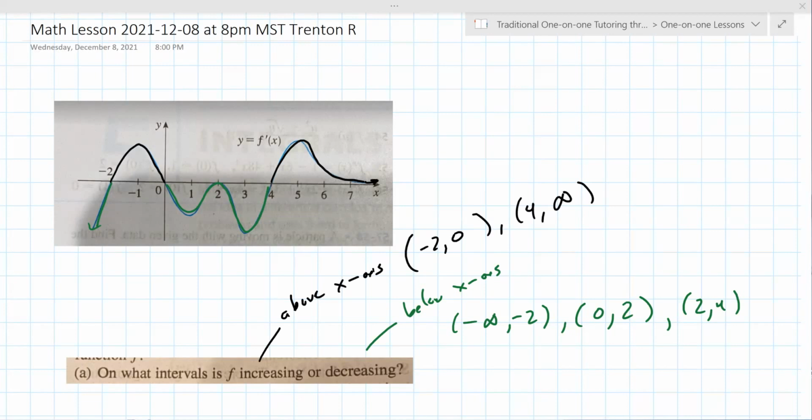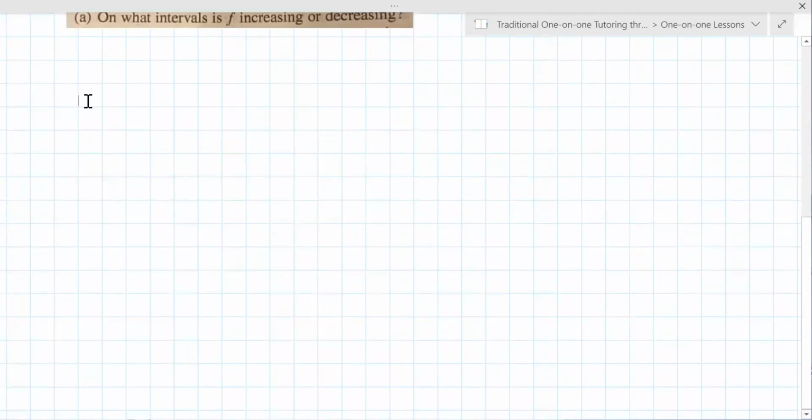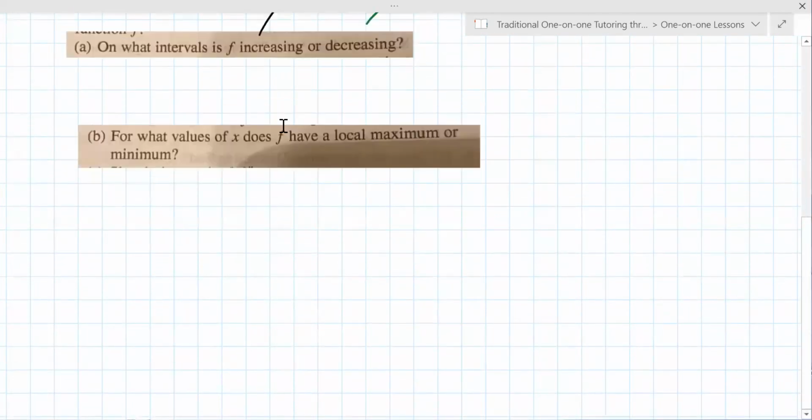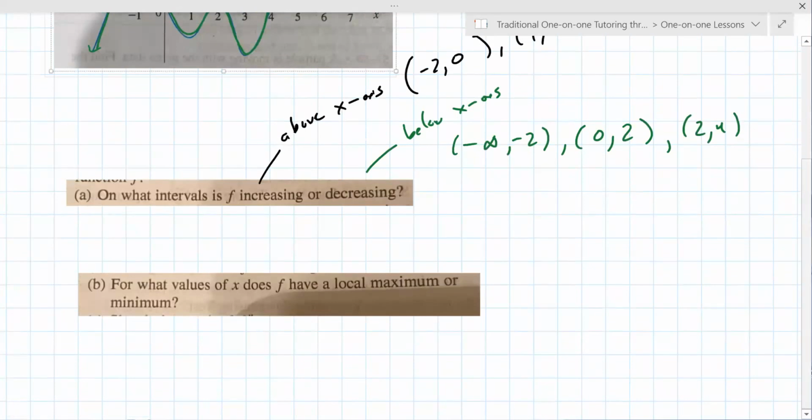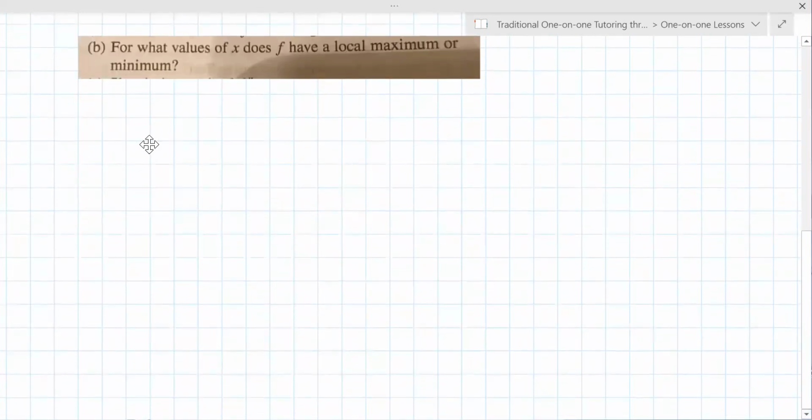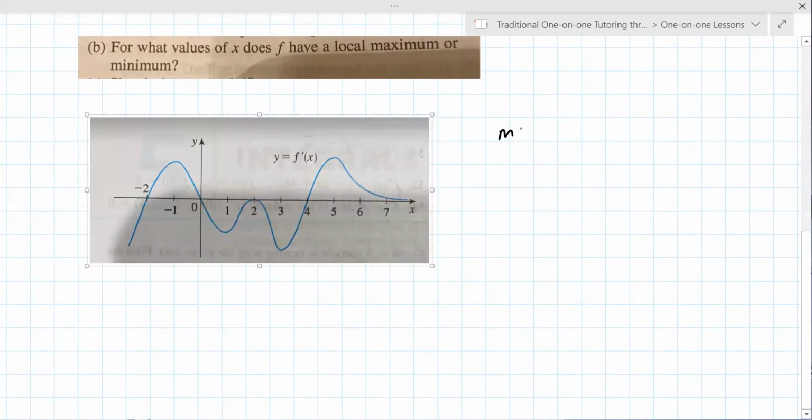All right, so a local max occurs, and the nice thing about this format is I can actually grab that image again here and snip it in here. So you get a max when the derivative goes from plus to minus. We know it's positive when it's above the x-axis, so basically when it goes from above to below. That occurs here, and that's it.